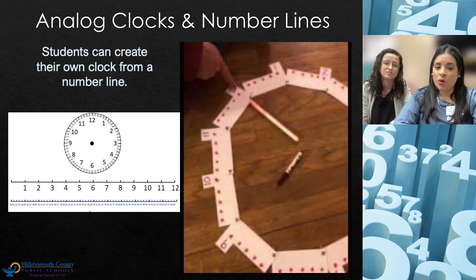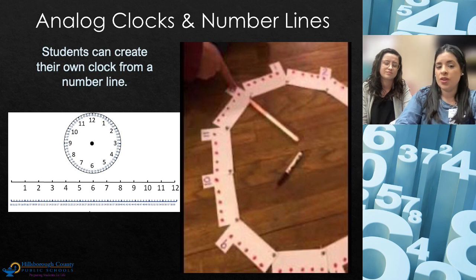So there's an example. You really want to think about building students' foundational knowledge of the hour hand, the minute hand, how many minutes, constantly asking them those questions to get them familiar with the clock.